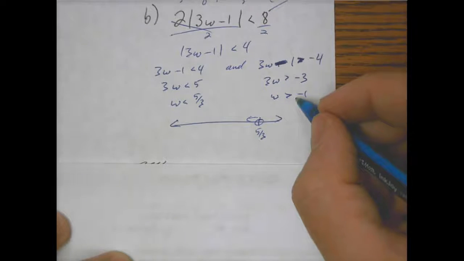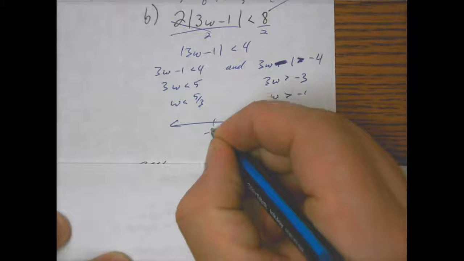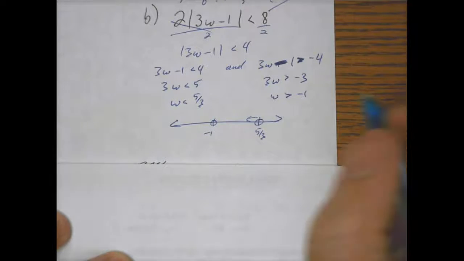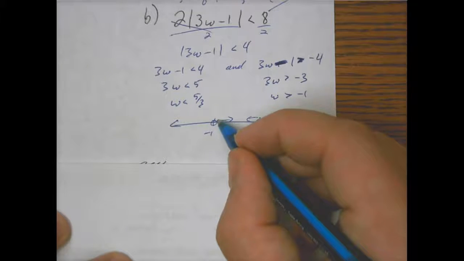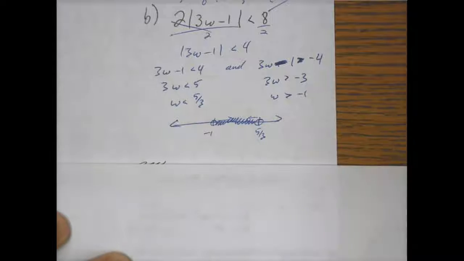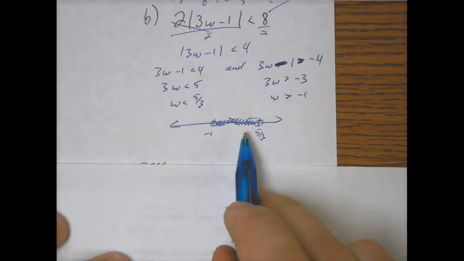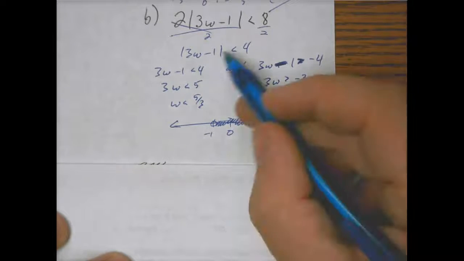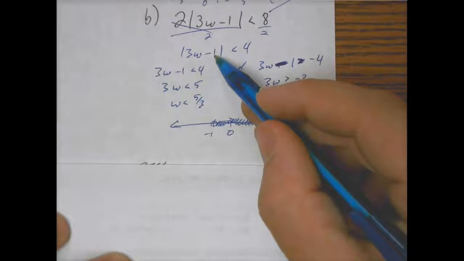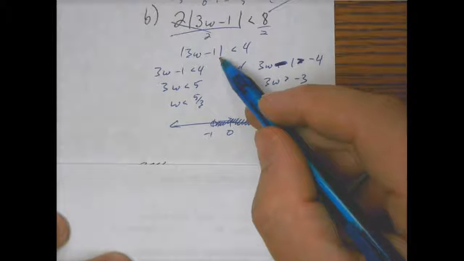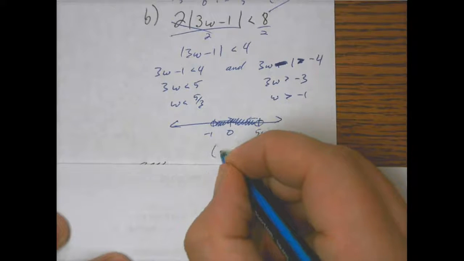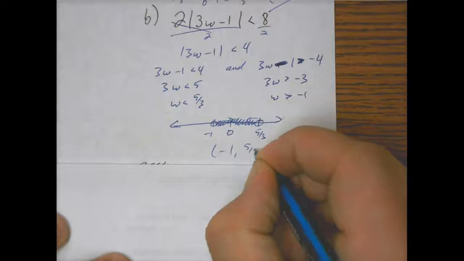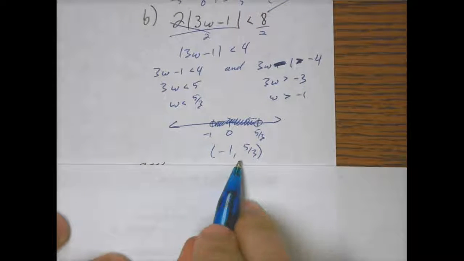I also have to be greater than negative 1, so if I'm greater than negative 1 it is open, and greater than negative 1 will be going that direction. So since they're going towards each other, I just want what's in the middle such that it'll make it true. So even if you pick 0, 3 times 0 is 0, minus 1 is negative 1. The absolute value of negative 1 is 1, which is less than 4, so that works. So we have the solution set from negative 1 to 5/3. These are your solutions. Anything in that range will work for our equation.